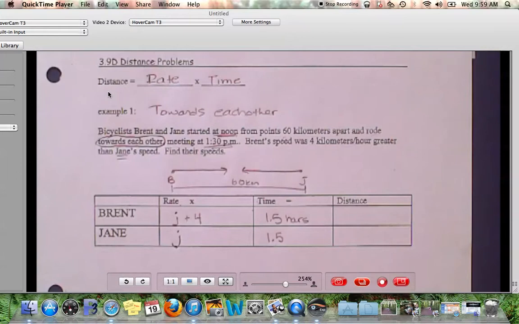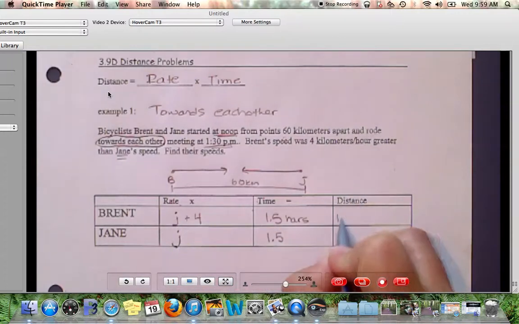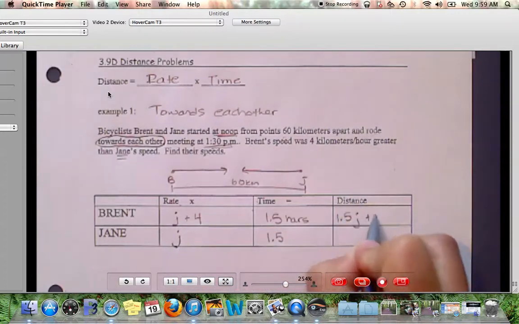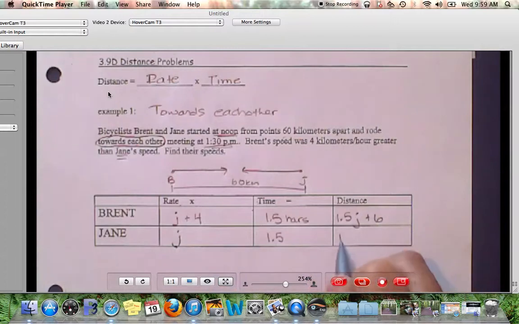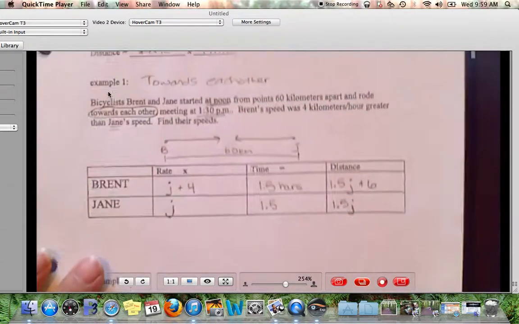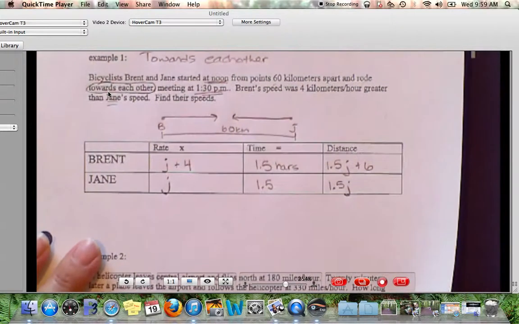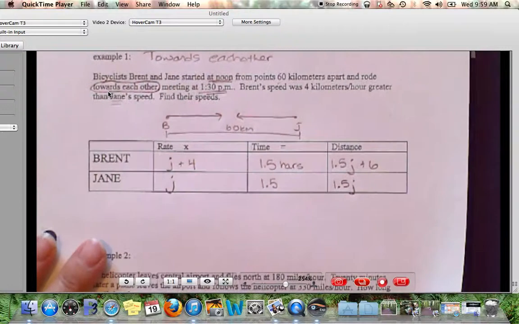So we are still going to multiply across. That's exactly the same. So this j plus 4 times 1.5 would give us 1.5j plus 6. And then this would give us 1.5j. Now we know there's one piece of information here that we haven't used yet, and that's that they are 60 kilometers away from each other.